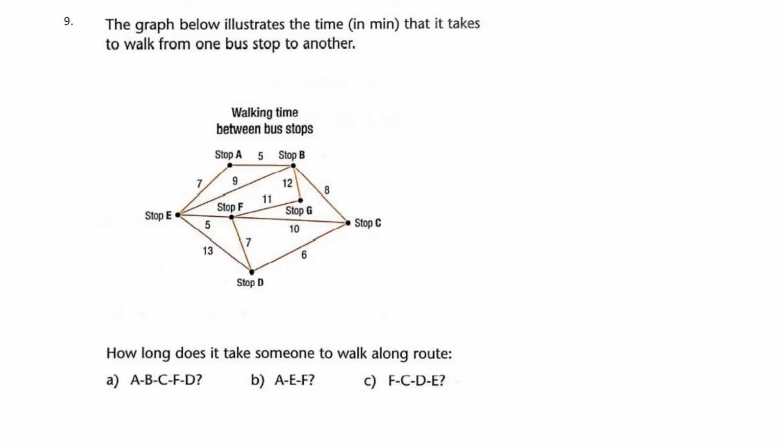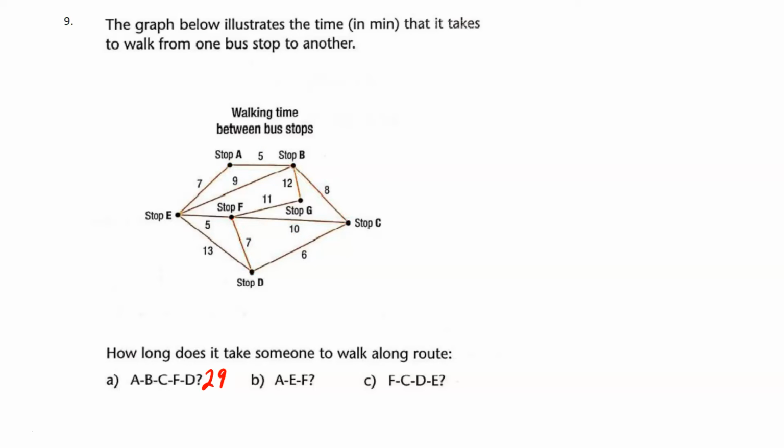This graph illustrates the time in minutes that it takes to walk from one bus stop to another. Part A asks, how long does it take for someone to walk along the route ABCFD? We'll add up the weights. 5 plus 8 is 13, plus 10 is 23, plus 7 is 30.